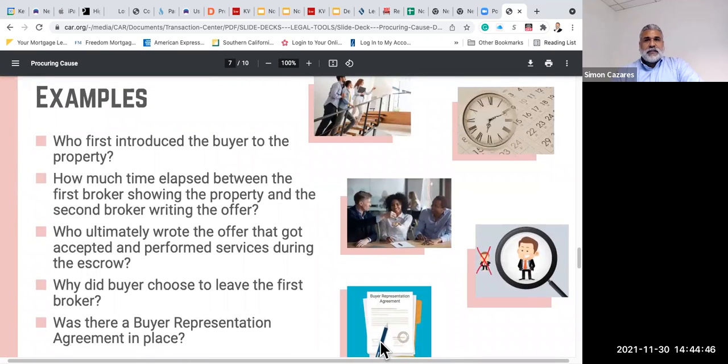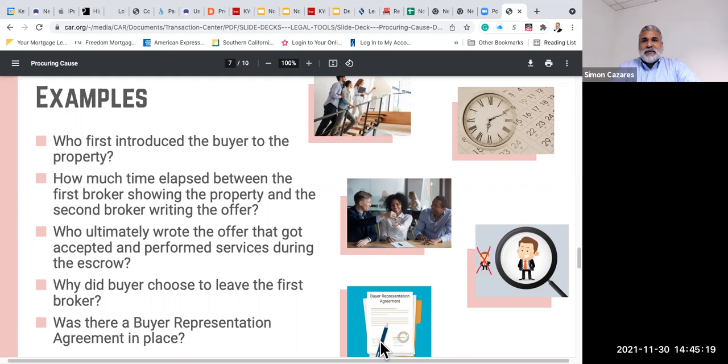Okay, so here's some of the examples. Who first introduced the buyer to the property? How much time elapsed between the first broker showing the property and the second broker writing the offer? Who ultimately wrote the offer that got accepted and performed services during the escrow? Why did the buyer choose to leave the first broker in the first place? Was there a buyer representation agreement in place, the BRE, folks?